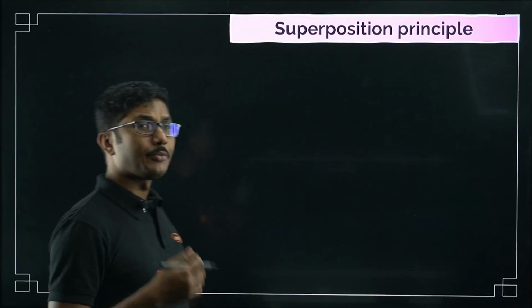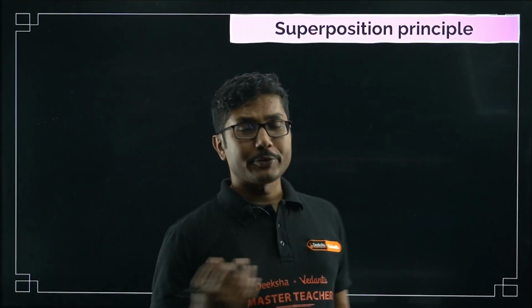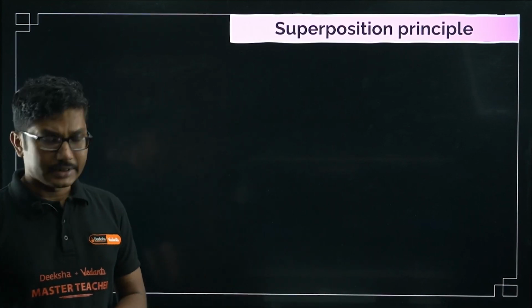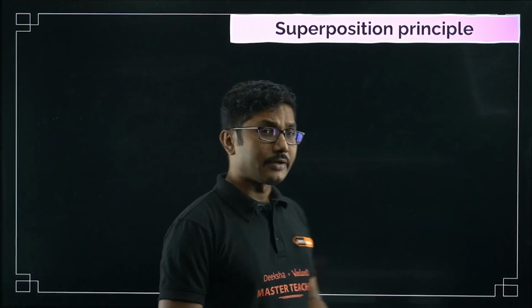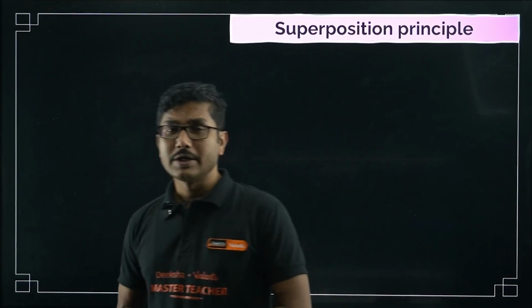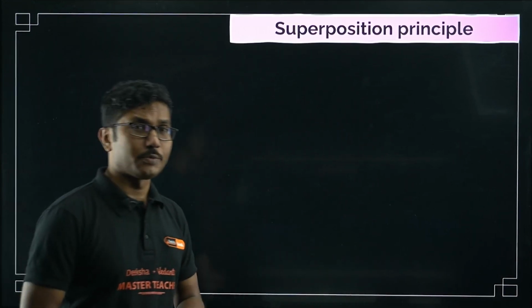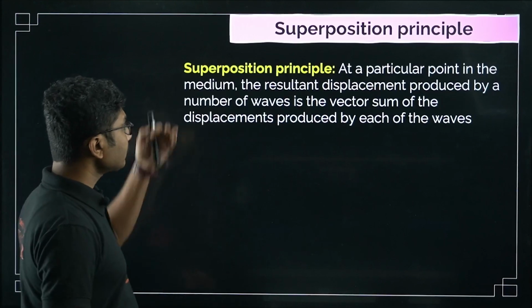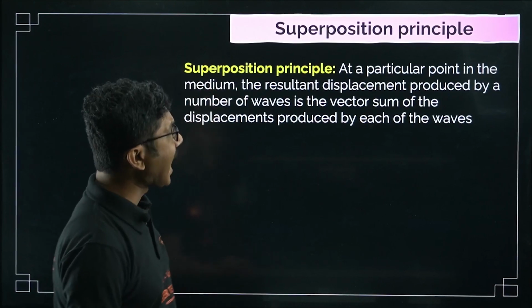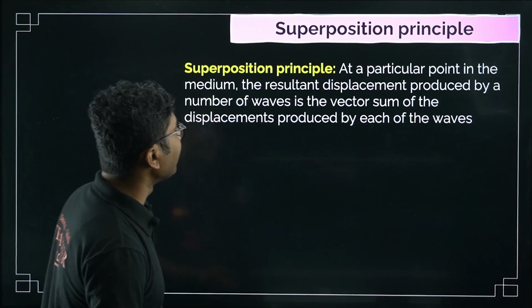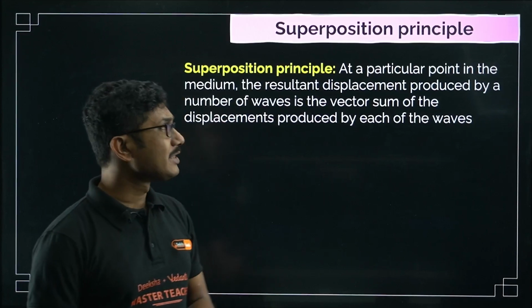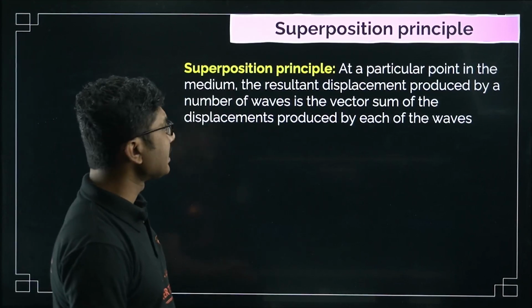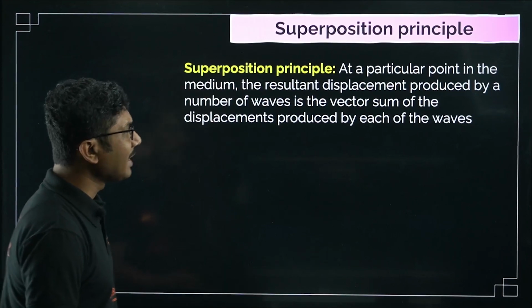Next is the superposition principle. We have learned the superposition principle in physics in many cases: in case of vectors, electric charges, electric forces, and also waves, including sound. Here we are learning about light waves. The superposition principle says that at a particular point in the medium, the resultant displacement produced by a number of waves is the vector sum of the displacement produced by each of the waves.